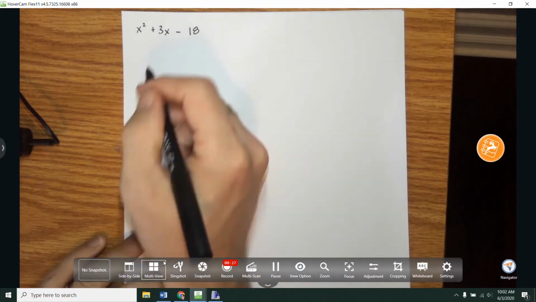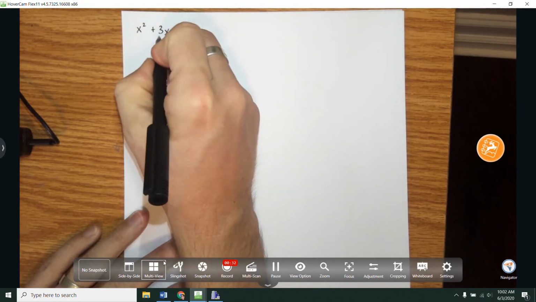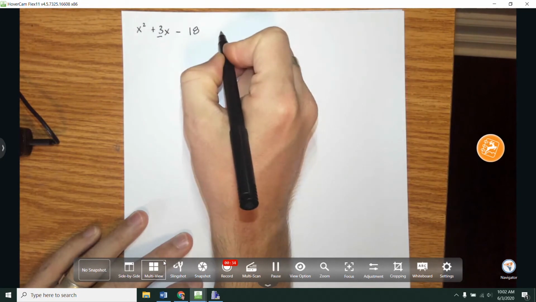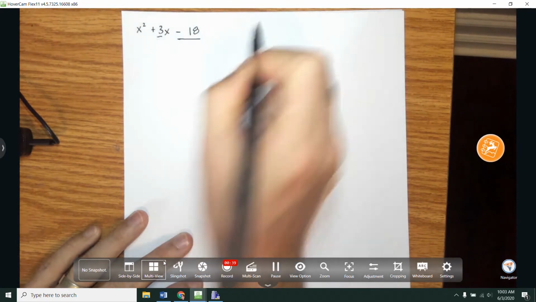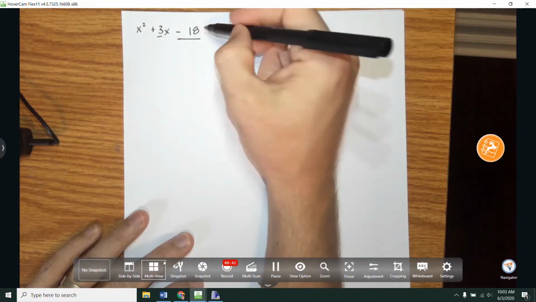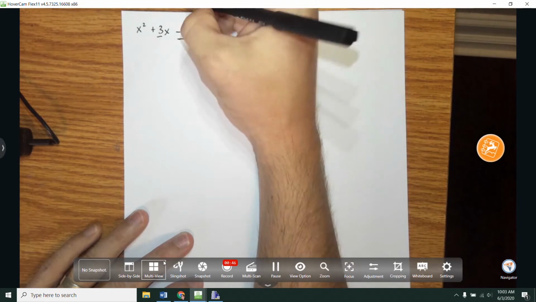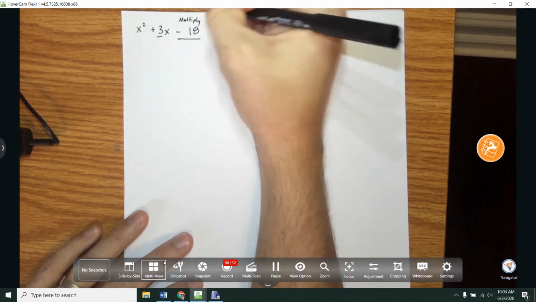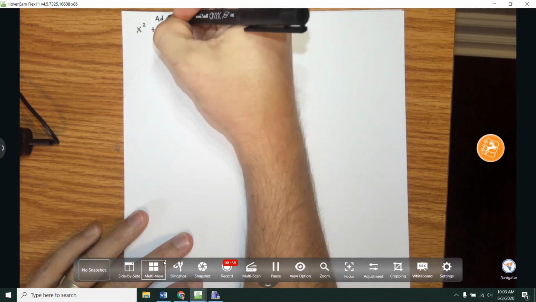So the first thing we want to do is take a look at the coefficient in front of our middle term, and then our back constant, with the negative out in front of it. These two numbers we're going to use. We're looking for two numbers that multiply to give us negative 18, and add to give us positive 3.